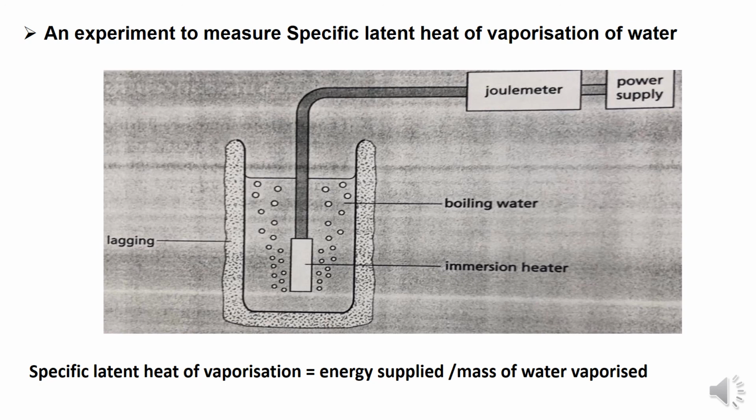So what are the readings taken from this experiment? The initial mass of water and container, the final mass of water and container, then the joule meter reading. These three readings are recorded from this experiment, and you use these values for calculating the specific latent heat of vaporization. The lagging is used to prevent heat energy leakage to the surroundings. I hope you understood the topic. If you have any doubt, please ask.